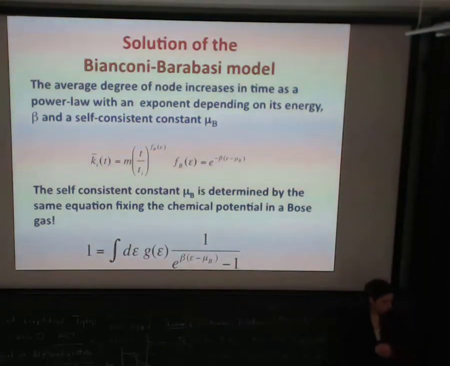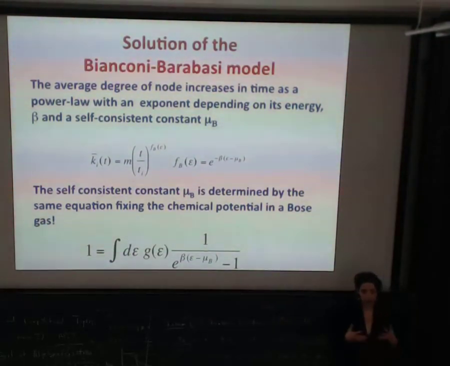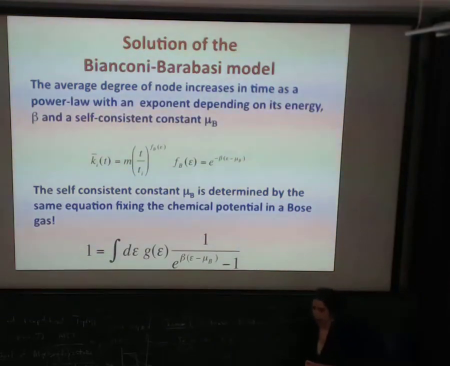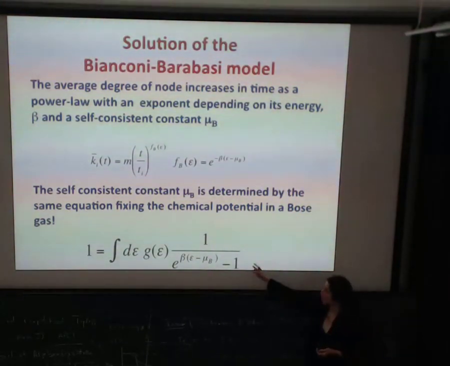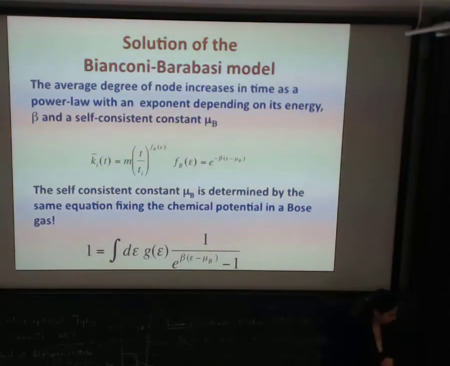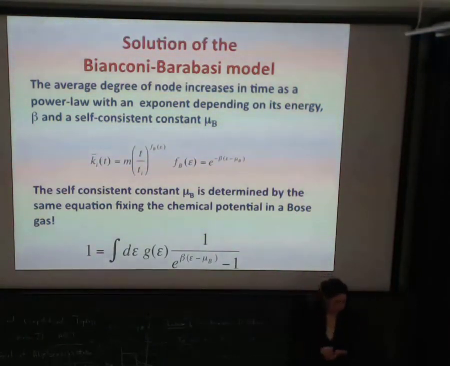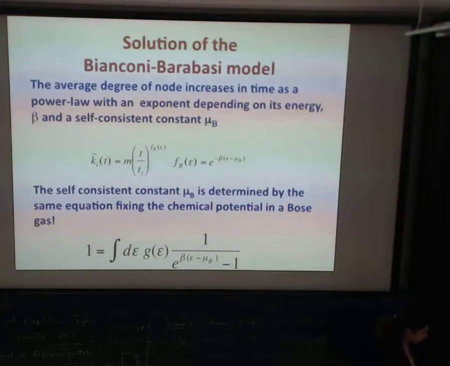So here, when we solve the Bianconi-Barabasi model, we see that we can construct a self-consistent solution in which the average degree of each node increases in time as a function of the fitness and of a self-consistent constant, which is fixed by the same equation that fixes the chemical potential in a Bose gas. And actually, this graph can be mapped to a Bose gas.